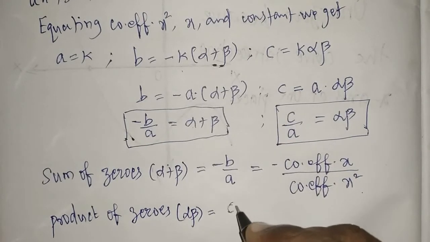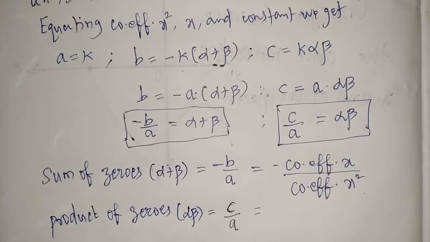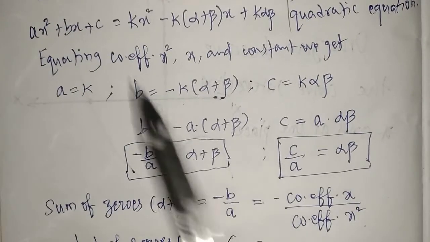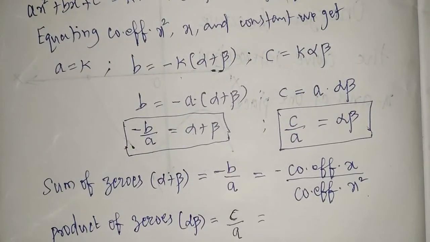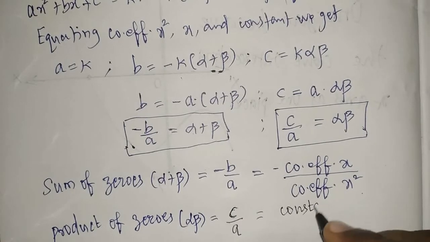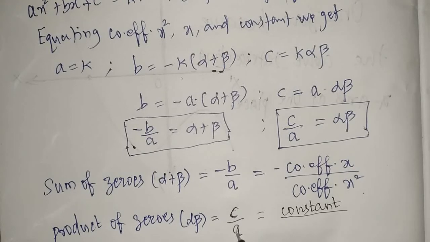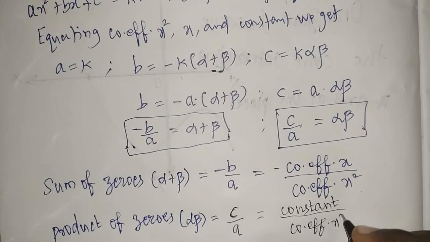So c by a. What is c? We know from the equation that c is the constant. So you can write constant, divided by a, and as I already told you, a is the coefficient of x square. So constant divided by coefficient of x square.